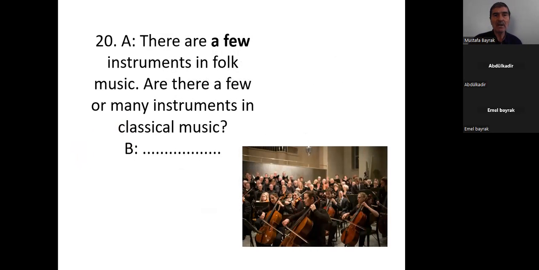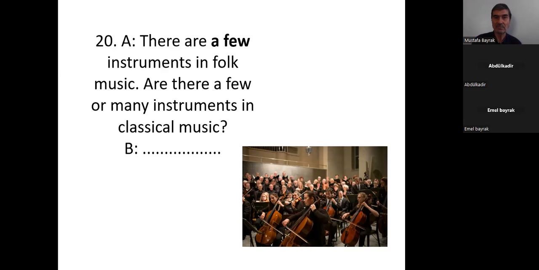Dialogue 20. There are a few instruments in folk music. Yes, I think it is like this in Turkish culture or in other cultures in the world. Are there a few or many instruments in classical music? Of course, there aren't a few instruments in classical music, but there are a lot of instruments in classical music, for example, in classical Turkish music.